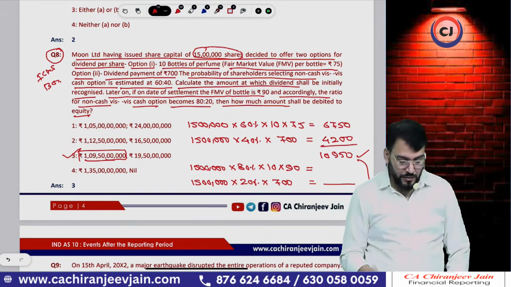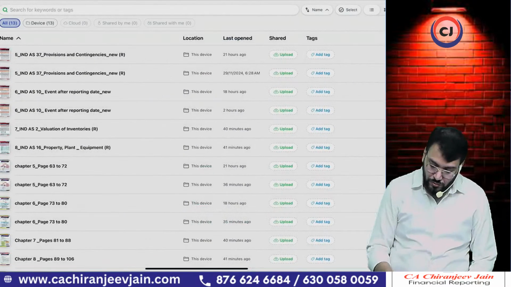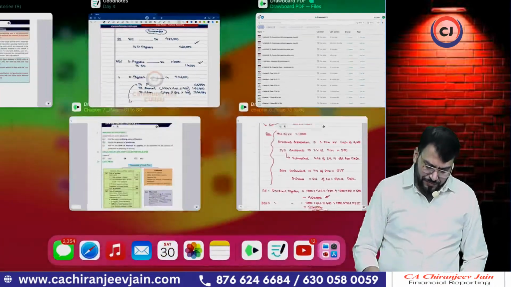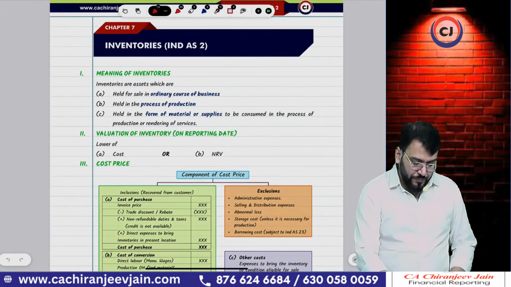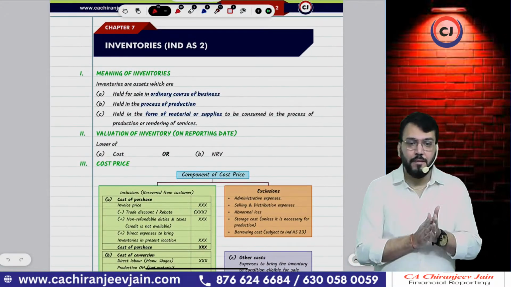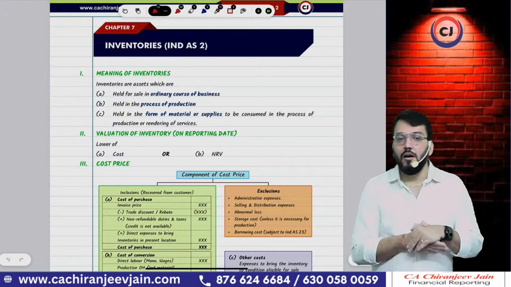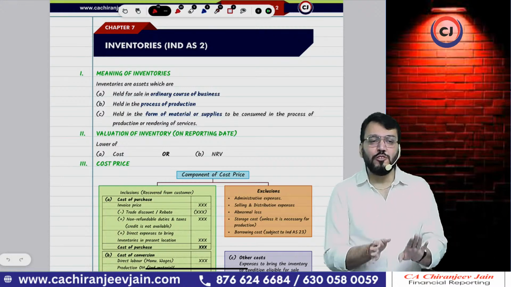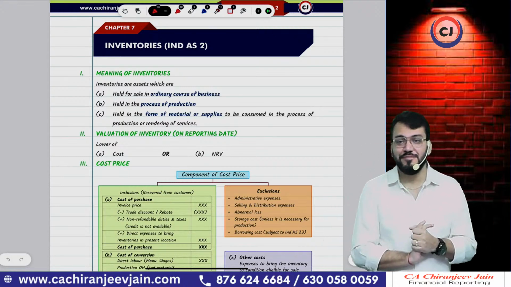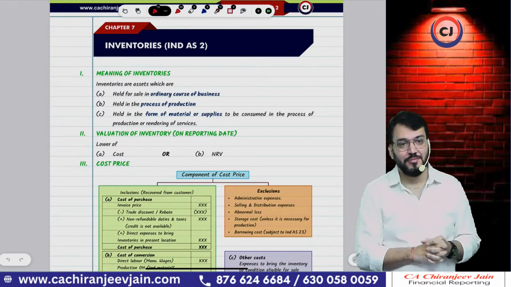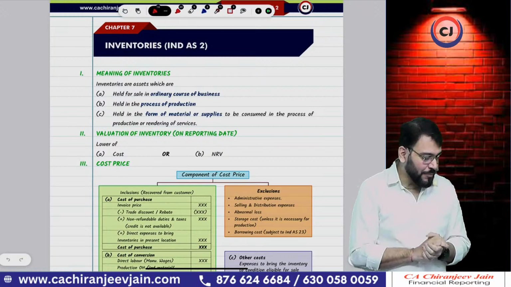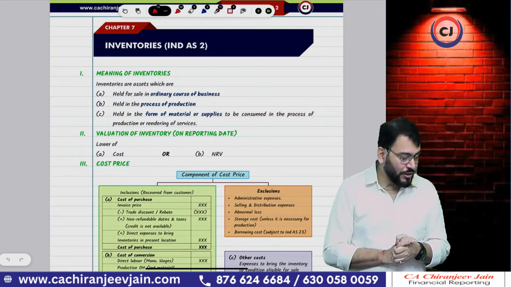Correct? Yes. So we'll start a new chapter in Ind AS 2. Simple chapter. Ind AS 2, Inventory. This is the only chapter which you are doing from CA Foundation. In CA Foundation inventory, then CA Inter AS 2, now Ind AS 2. So nothing to teach in this chapter. What to teach?